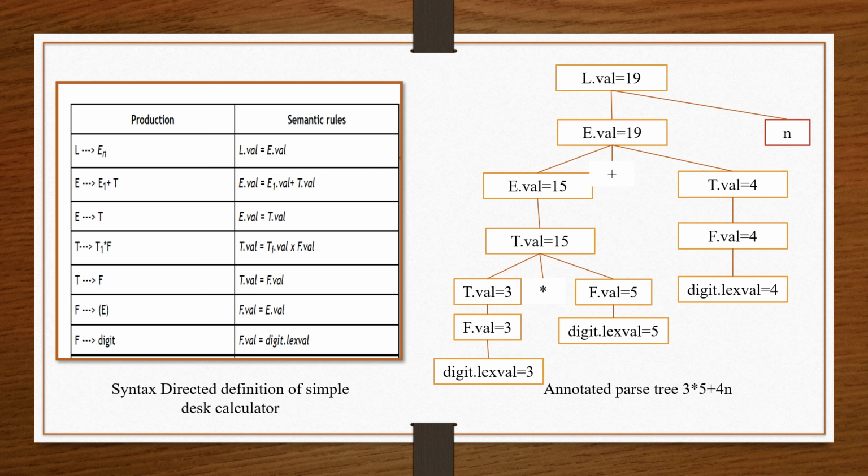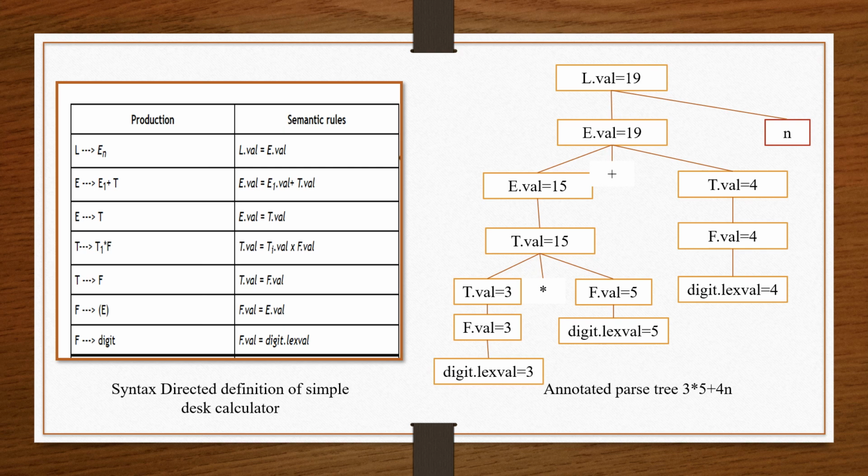Okay, so now let us consider this particular example, that is 3 into 5 plus 4 n. Look at the last production, that is F derives digit. So digit will accept the value from the lexical analyzer, that is 3. So down in the parse tree, last value 3. 3 is copied to F value. Then from T derives F and the corresponding action, T gets value 3. Then again F gets value 5. So 3 into 5 will be 15. So 15 is copied to E value.